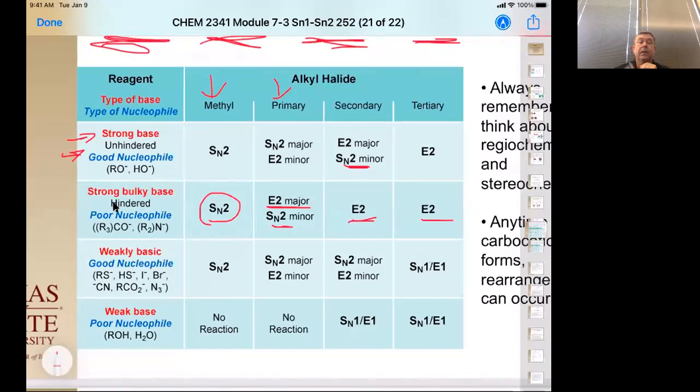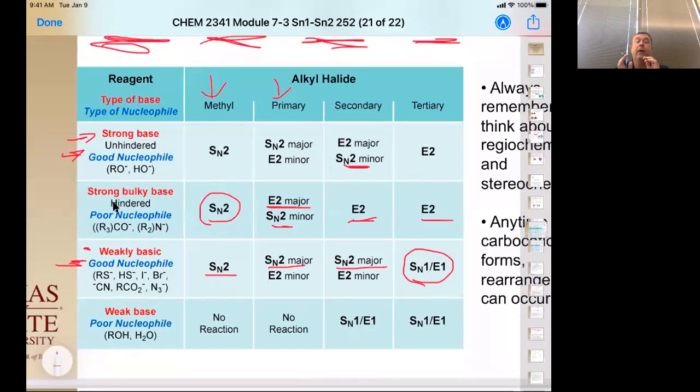Okay, so with our good nucleophiles that are not very basic, we're going to see our substitution product being major until we get sterically hindered in our tertiary. Once we get sterically hindered in our tertiary, we now have to go through the carbocation, and we have a mixture of SN1 and SN2. So good nucleophiles are always our major SN2 products.